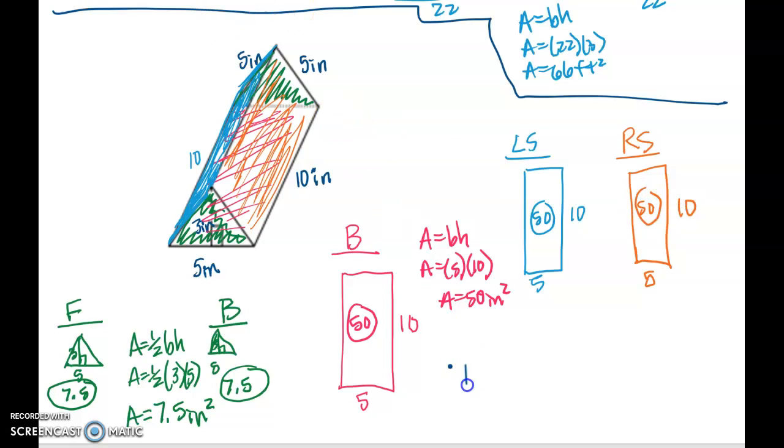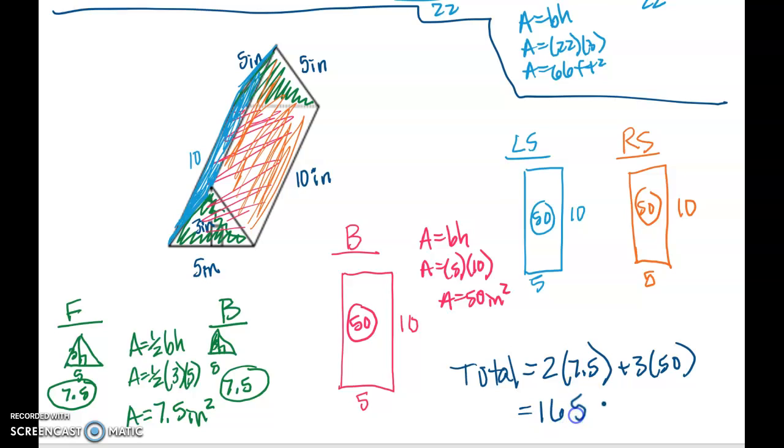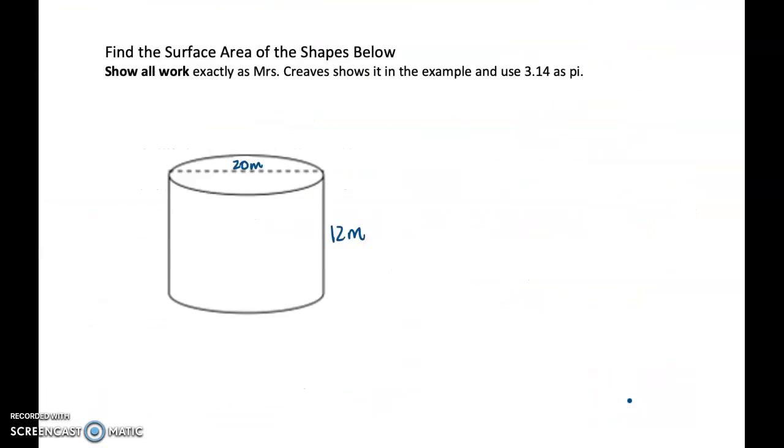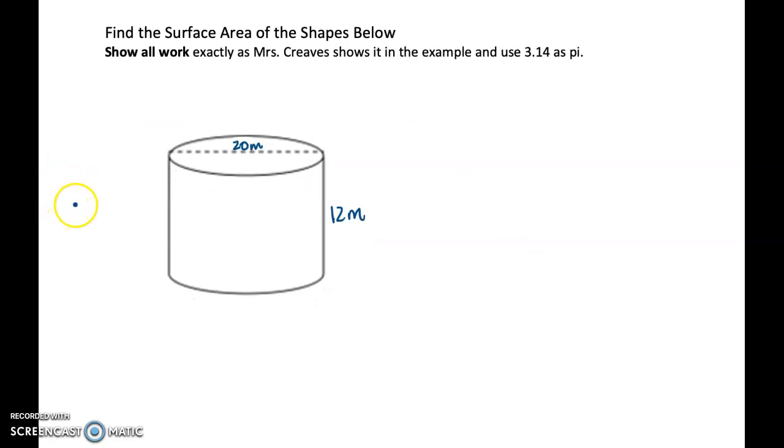So our total equals 2 times 7.5 plus 3 of these 50s, right? So 2 times 7.5 plus 3 times 50 equals 165 inches. Oops, I was going to write feet because I was used to that. So inches squared, okay? All right, let's do one more surface area and then I'll pause this video and we'll come back and do volume in the next one.